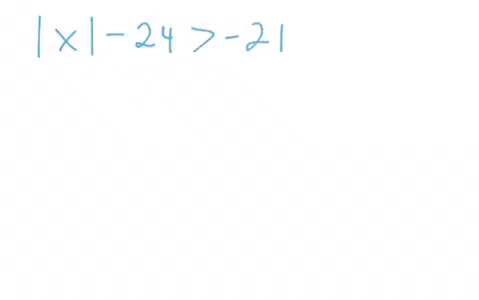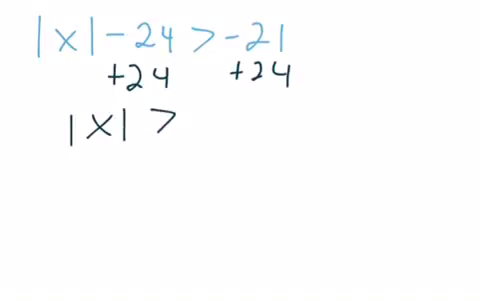All right, gets slightly more complicated. Absolute value of x minus 24 is greater than -21. So get the absolute values by themselves. I'm going to add the 24 over. So the absolute value of x is greater than, in this case, 3. Remember, if this had stayed a negative value on this side, I can't have a negative distance, so it would have been no solution.